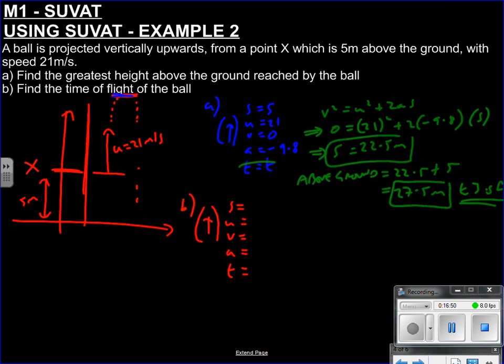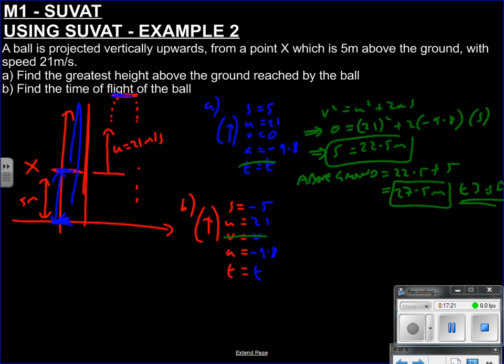We started here. When we finish, we're down here. So it doesn't matter that we've gone up, down, left, right. All we care about is our starting point and our finishing point. And our finishing point is down there. So relative to the upwards direction, it's minus 5. It's 5 down, isn't it? Started at 21 up. V, don't know. Minus 9.8 because we're fighting against gravity. T, don't know. We're trying to find the time of the flight.